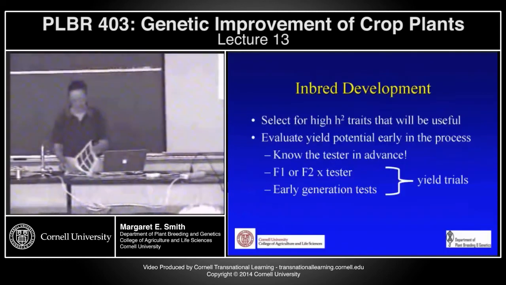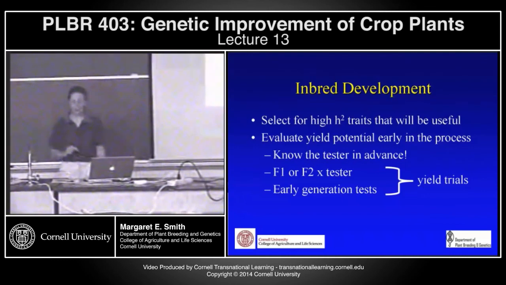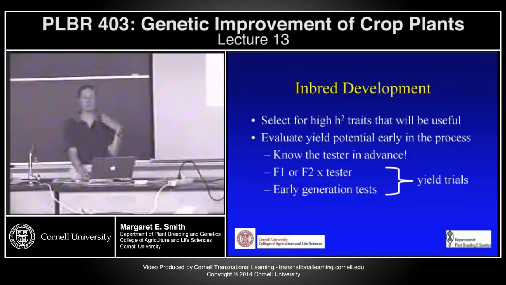I see I'm running out of time, so what I'm going to do is just talk about the next two slides, and then we'll wrap it up, and that will at least have given you the guts of corn breeding. So for inbred development, you want to select high heritability traits that will be useful. You want to evaluate yield potential early in the process, given that it is the most important trait we're dealing with.